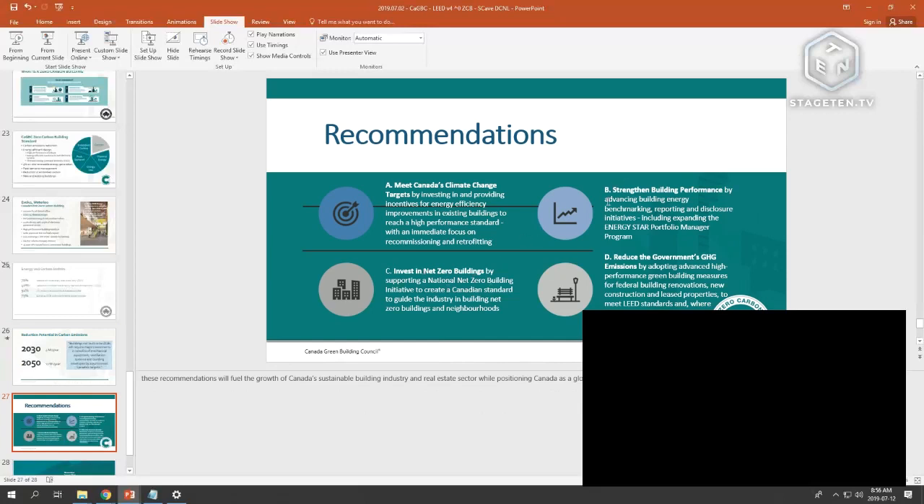Strengthen the building performance. This is really important. That's the first thing you want to do: reduce the load on your building. You want to create a very efficient building envelope with your insulation levels, and then you move on to your mechanical and electrical systems, size those to be as efficient as they can, and then you add renewable energy. And reduce the Government of Canada's GHG emissions by adopting these high performance green building standards to help get us to net zero construction.